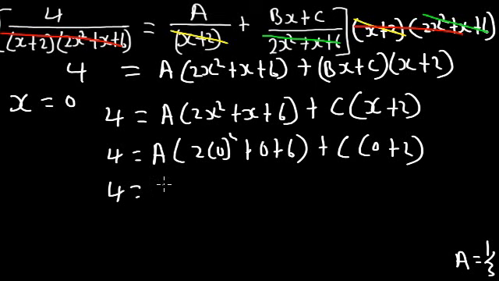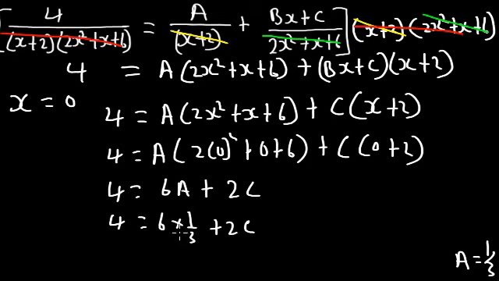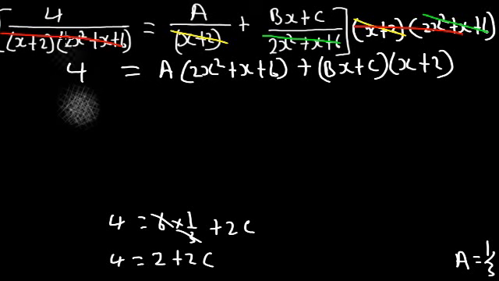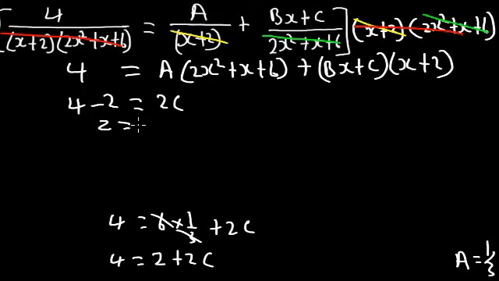Simplifying forward, we have 6a plus 2c. But a is 1 over 3, and we should have 6 times 1 by 3 plus 2c. Using this, we have 4 to be equals to 2 plus 2c. Then subtracting 2 from both sides, we should have 4 minus 2 to be equals to 2c. And 2 equals 2c, dividing 2 by 2, c equals 1. So the value of c is indeed equals to 1.